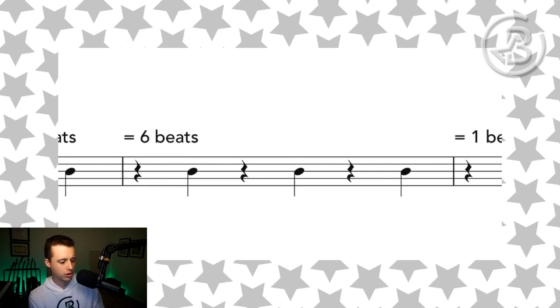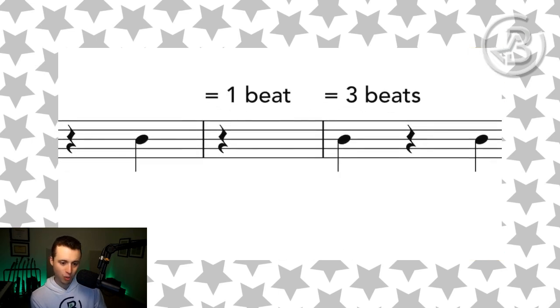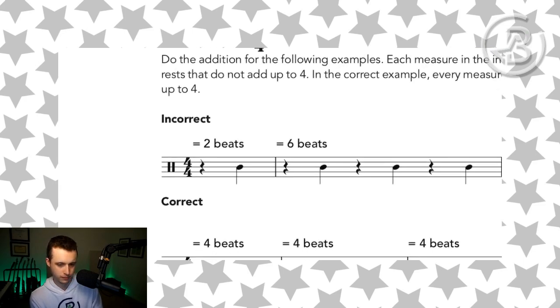Over here we have a quarter rest, a quarter note, a quarter rest, a quarter note, a quarter rest, and a quarter note. That would equal 6 beats, which is not correct because the time signature is 4/4, so we need 4 beats or 4 counts worth of content in every measure, no more, no less. In this measure, we just have 1 quarter rest. That's worth 1 beat, and how many do we need? 4. Over here, we have 3 beats or 3 counts. No good, we need 4.